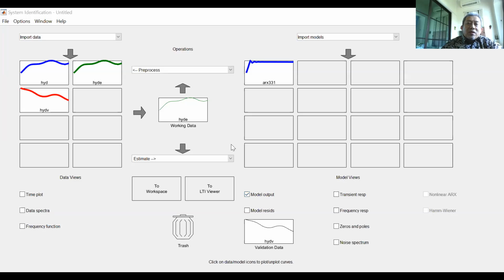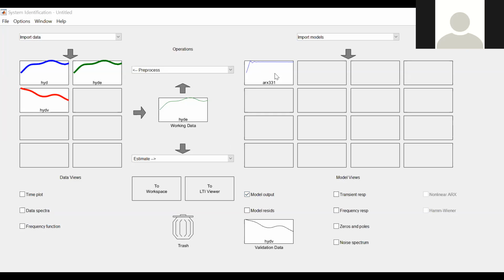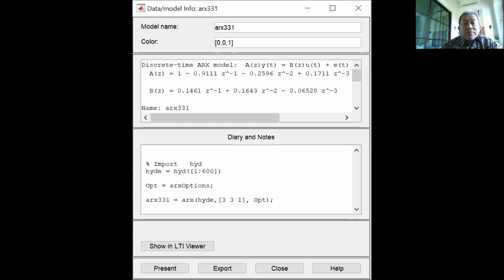So Daniel, ada lagi satu soalan. What is the ARX331 transfer function? Kat mana kita nak tengok? ARX331 transfer function, you can double click. Okay, double click, so kita dapat ni kan? Yes.